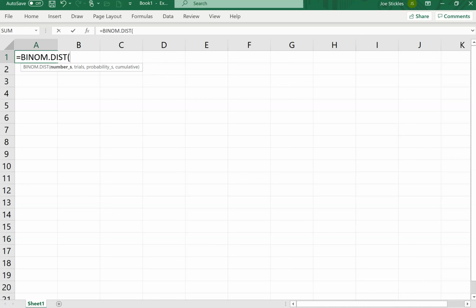So we were looking for 52 successes, right? Out of 84 trials, where the probability of success is 0.7, and it is cumulative. So there's, again, 4 pieces to that. It's number of successes, number of trials, probability of success, whether or not it's cumulative.